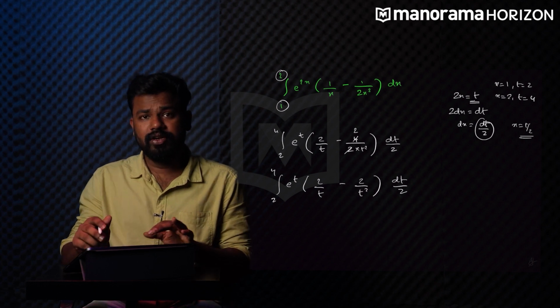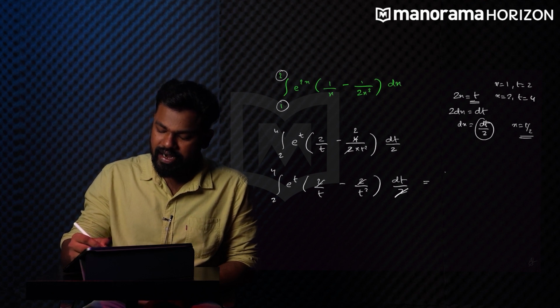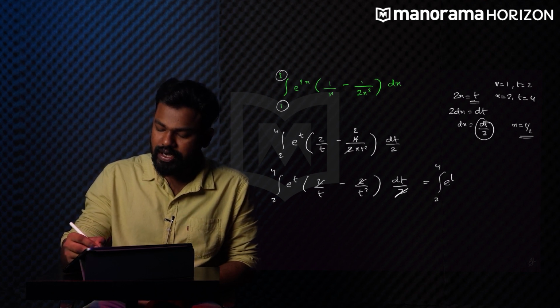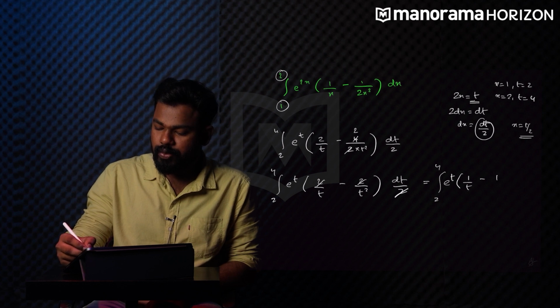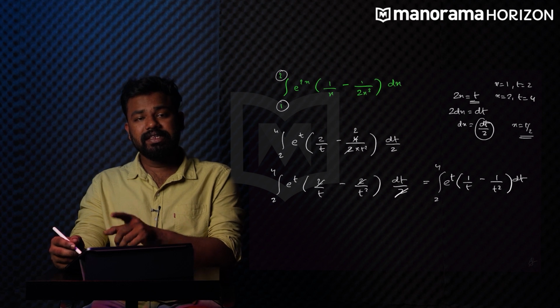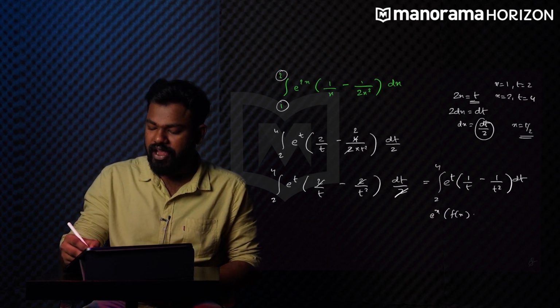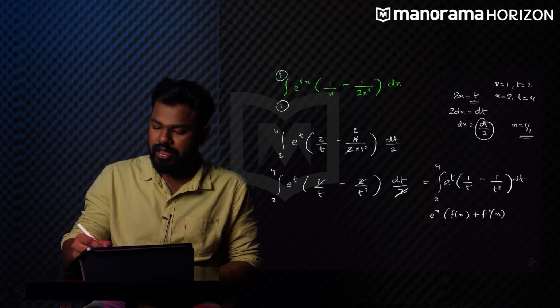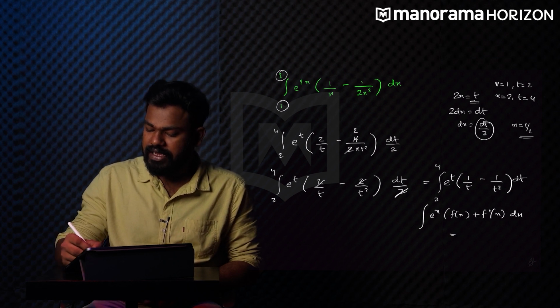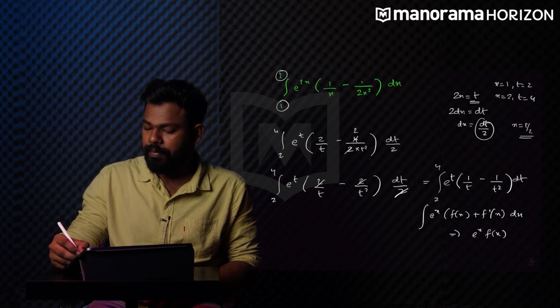There is a 2 in the numerator as well as in the denominator. So I can cancel all this, right? And I can even write it as integral 2 to 4 e raised to t, 1 by t minus 1 by t square dt. Yes. Now if I see, this is in the form of what? e raised to x into f of x plus f dash x dx. If it is in this form, I can easily write it as integral e raised to x f of x plus c.